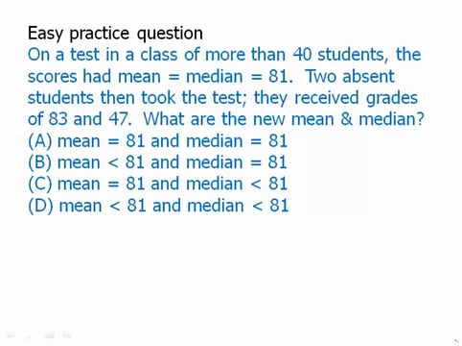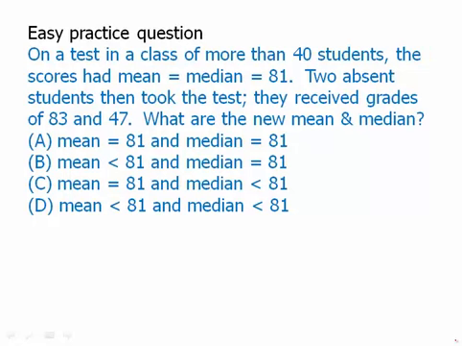Here's a practice question. Pause the video and then we'll talk about this. Okay. On a test in a class of more than 40 students, the scores had mean equal median equal 81. So the scores were symmetrical. We don't know what the scores were, but they were symmetrical. 2 absent students then took the test. They received grades of 83 and 47. What are the new mean and the median?